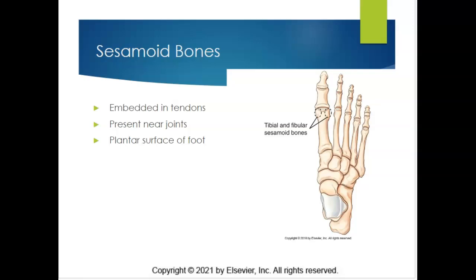So we have 2 bones in our foot that are called sesamoid bones. They're going to be located roughly at the head of the first metatarsal, as you can see in the picture here. These are pretty much floating bones. They're not attached to any other bone. They're just embedded in the tendons. They usually present near joints, and these sesamoid bones are going to be found on the plantar surface of the foot, so on the bottom portion of the foot.